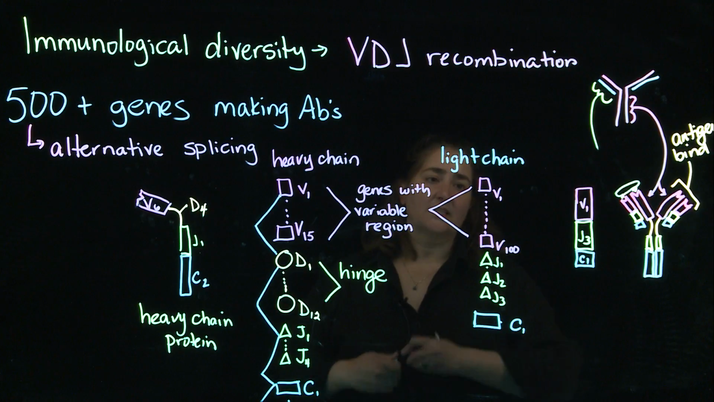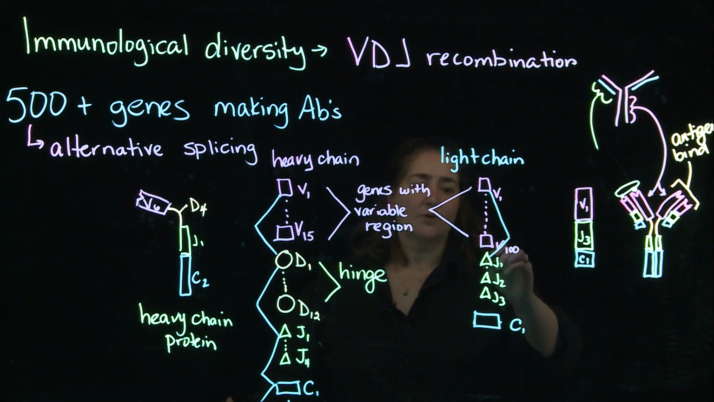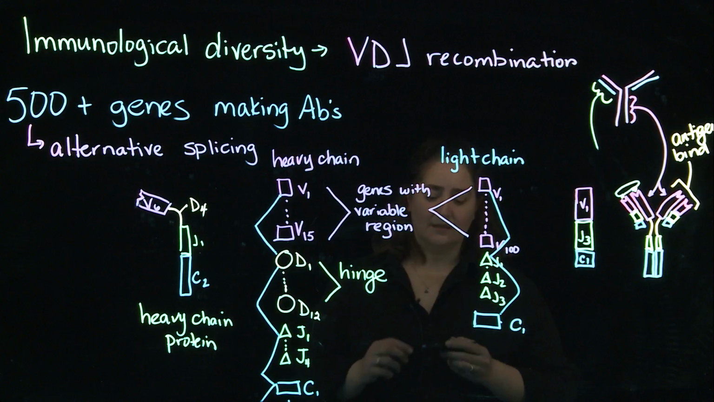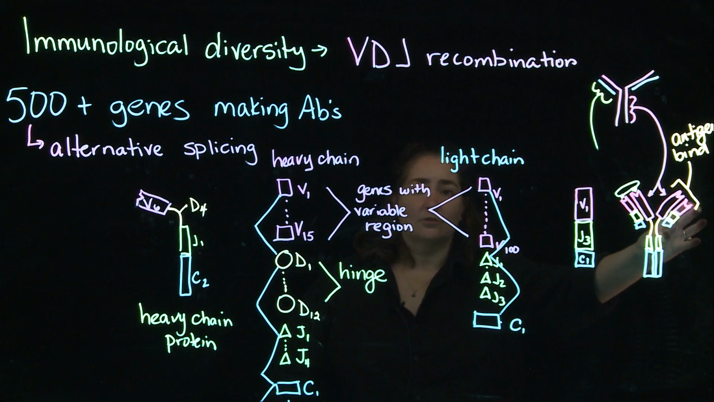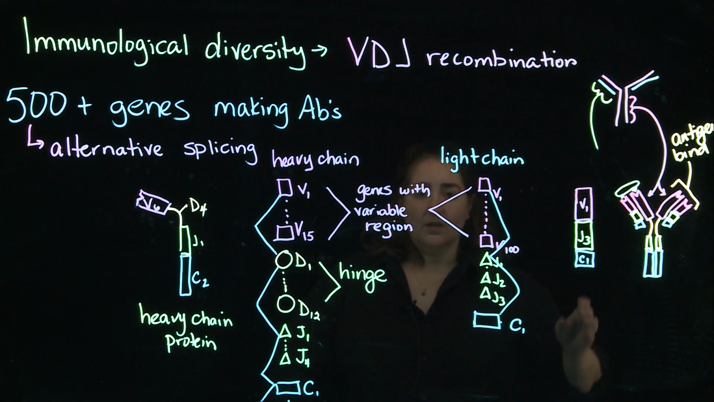If I did that splicing over here, say we do V1 to J1 to C, that would give you your light chain. All right? Hopefully that makes sense.